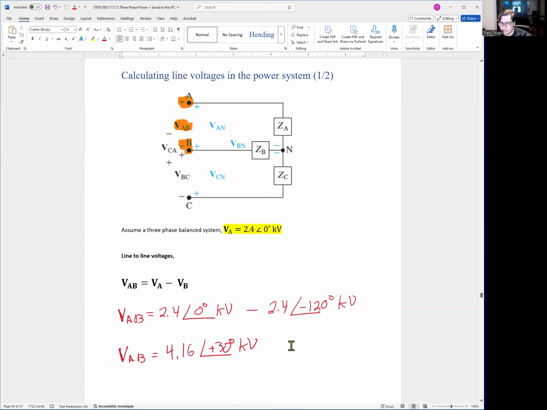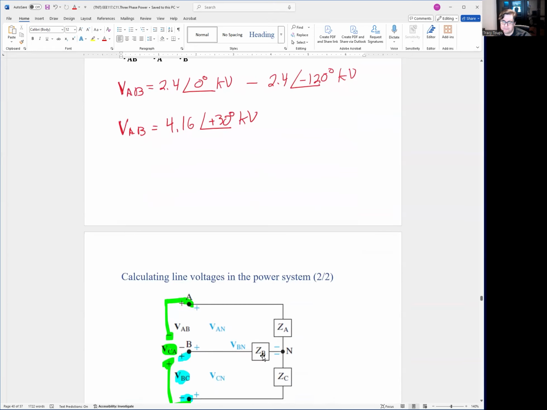Okay, it's kind of a strange number, but I guarantee if you mathematically do this, this is the number you're going to get. Now, one thing to note is look at the line voltage. VAB is higher than the individual voltages. And there's a little phase shift. So there's something up here. We're going to have to check that out.